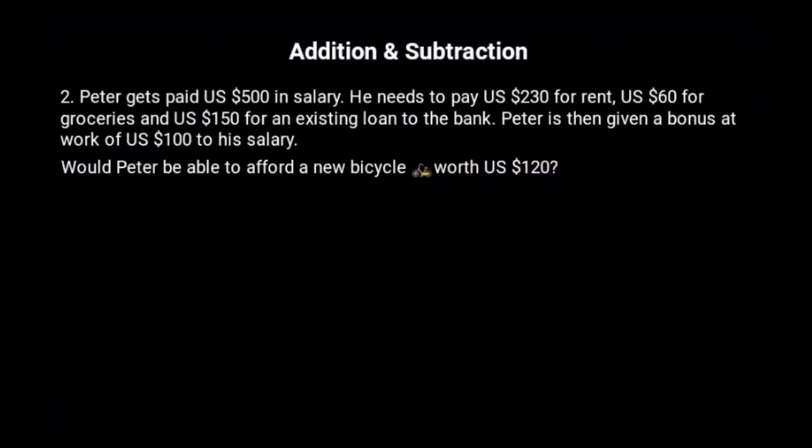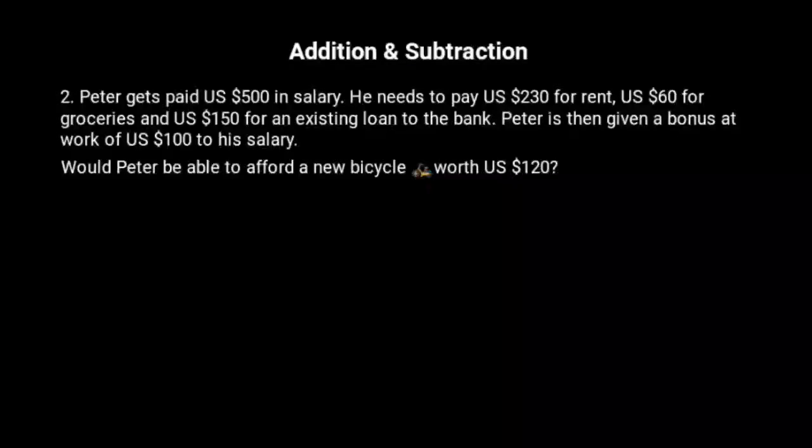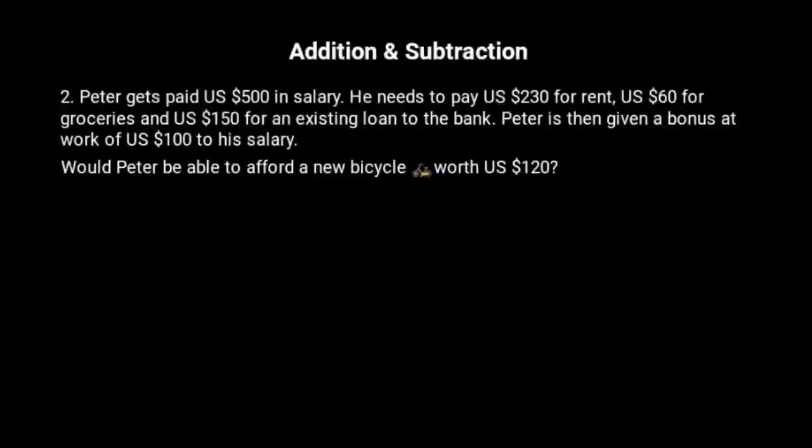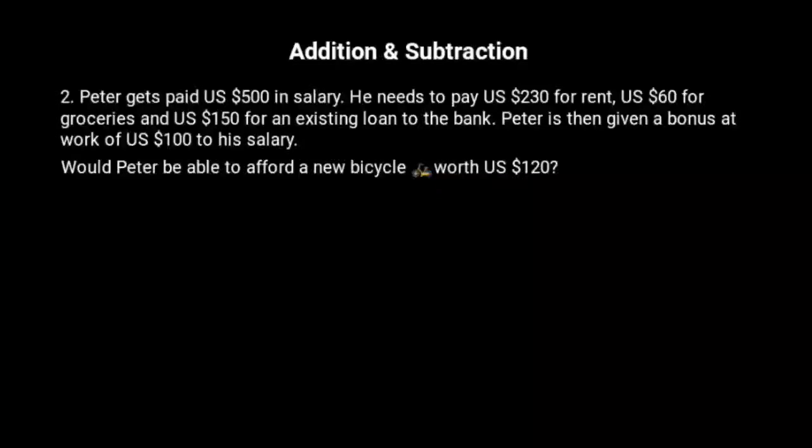Question number 2. Peter gets paid US $500 in salary. He needs to pay US $230 for rent, US $60 for groceries, and US $150 for an existing loan to the bank. Peter is then given a bonus at work of US $100 to his salary. Would Peter be able to afford a new bicycle worth $120?